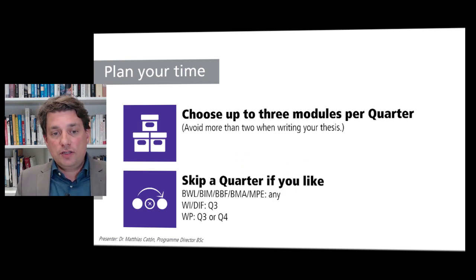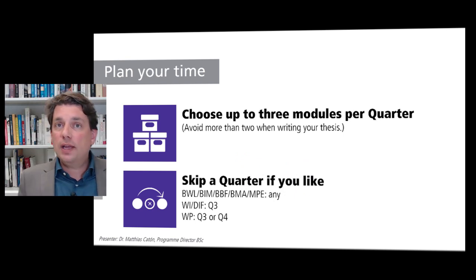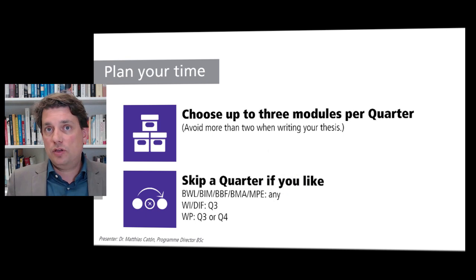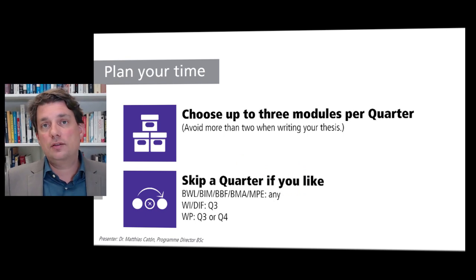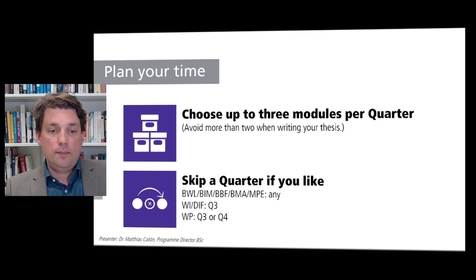If you are a Wirtschaftsinformatik or Digital Innovation and FinTech student, you can only skip Q3 because you will have mandatory modules in all other 3 quarters. And finally, the Wirtschaftsprüfer students, the auditing concentration, can skip either Q3 or Q4 because in the other 2 quarters will be their mandatory modules.